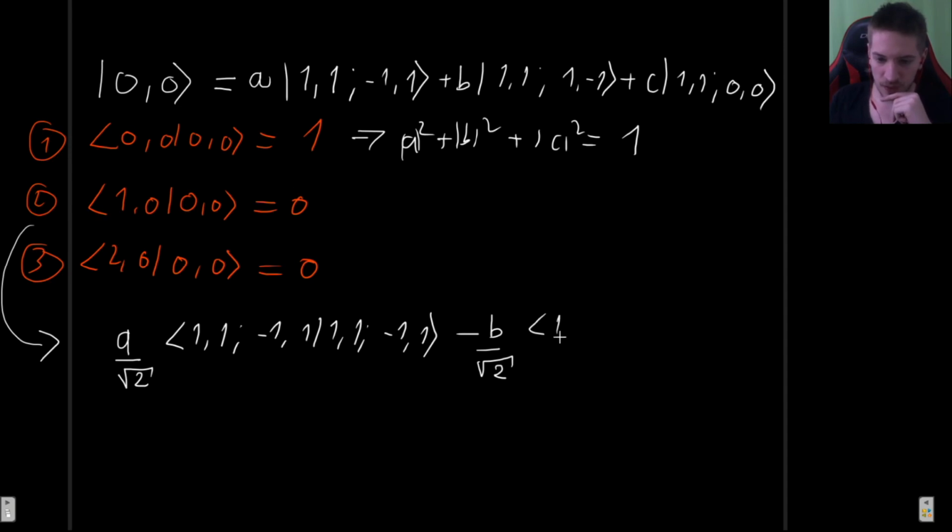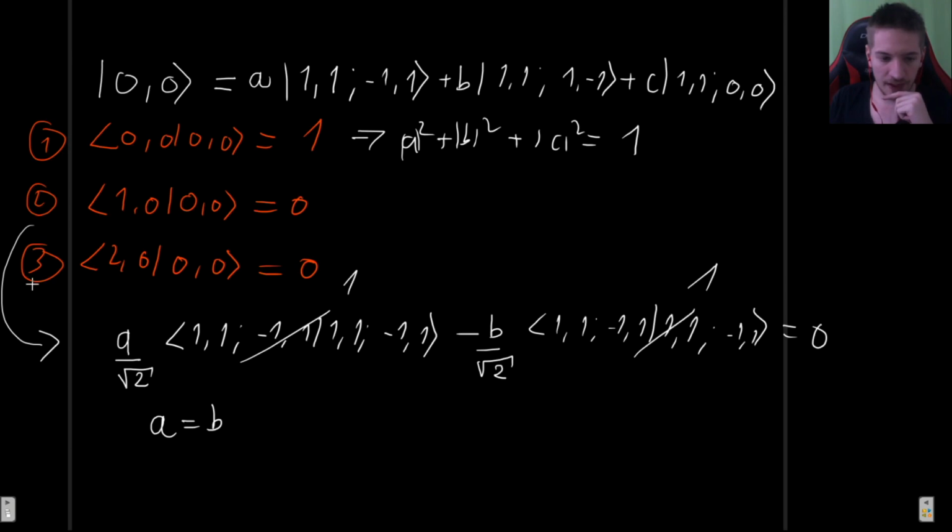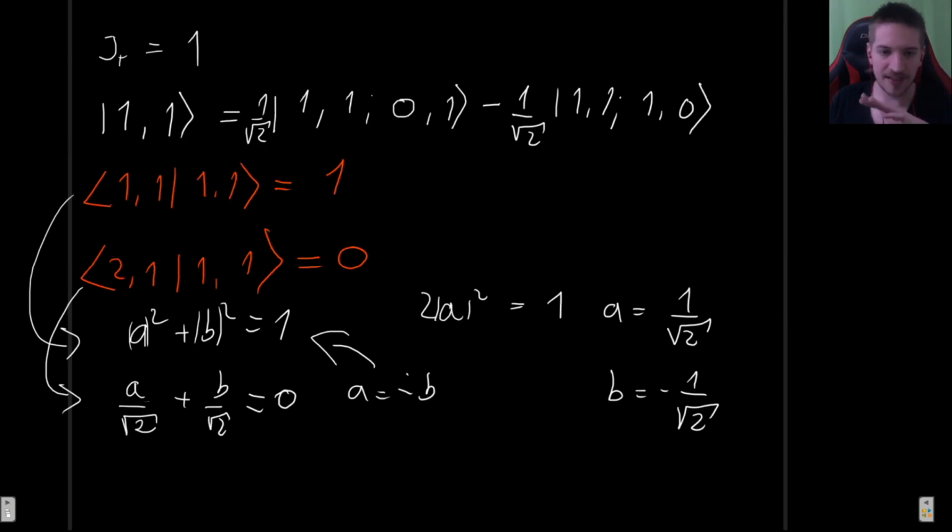This is 1, 1, -1, 1, 1, 1, minus 1, 1, and this has to be equal to 0. So this right here is 1, this right here is 1. So we are going to see here that A has to be equal to B. And finally, from the third condition, we will do it in the exact same way.